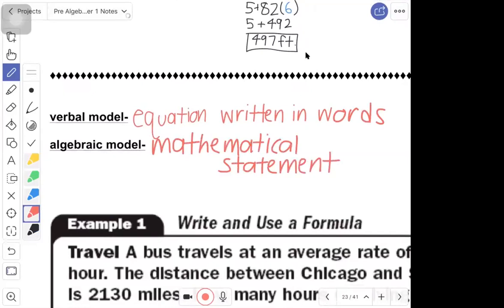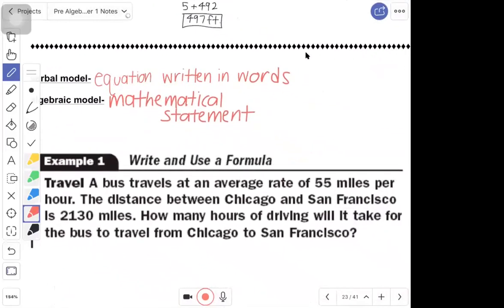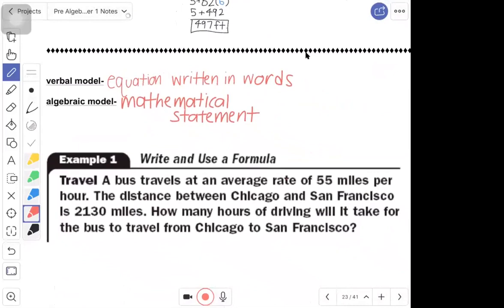So the verbal model will help us understand it in words, and then we'll bring it into a mathematical statement or an algebraic expression. So let's read our first example they give us. It says a bus travels at an average rate of 55 miles per hour. The distance between Chicago and San Francisco is 2,130 miles. How many hours of driving will it take for the bus to travel from Chicago to San Francisco?